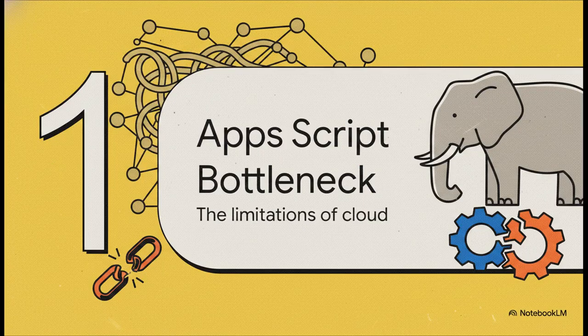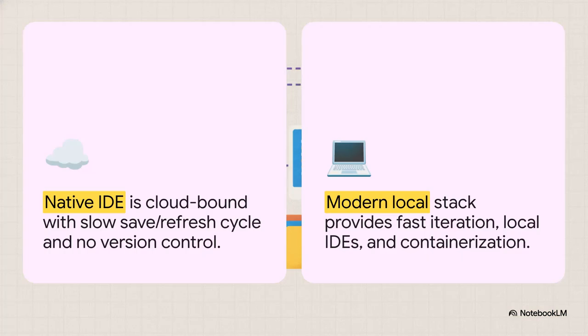All right, starting with section 1, the Apps Script bottleneck. Let's just acknowledge the elephant in the room here. The divide between native Apps Script and modern development workflows is, well, it's massive. And this brilliantly illustrates that gap. The native IDE is strictly cloud-bound, meaning every single tiny change requires this painful save and refresh cycle, and you have virtually no version control. Contrast that with what we actually want: a modern local stack using the Node.js ecosystem, your preferred local IDEs, lightning-fast iterations, and local containerization. It's night and day.